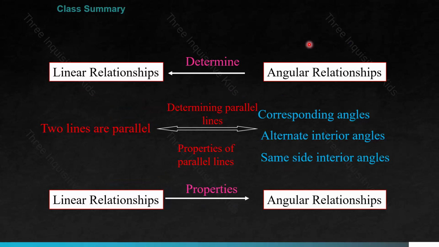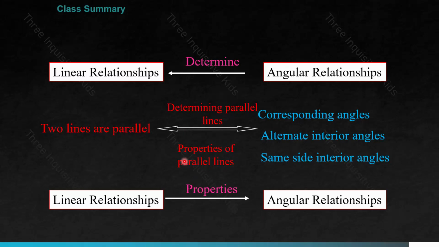Class summary. Properties and conditions of determining parallel lines really are based off of two types of relationships. Linear relationships, which is the relationships between lines, and angular relationships, which are the relationships between sets of angles. So two lines being parallel is a type of relationship between lines. That's a type of linear relationship. So angular relationships, the conditions that angles meet or satisfy, determine the linear relationship. And linear relationships have properties that are angular relationships.